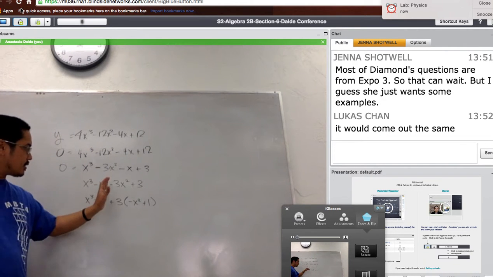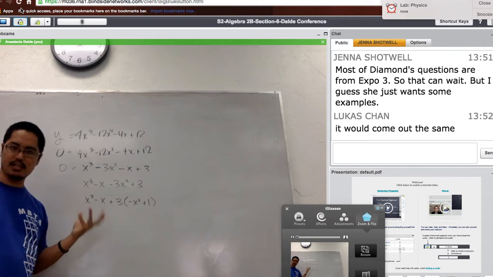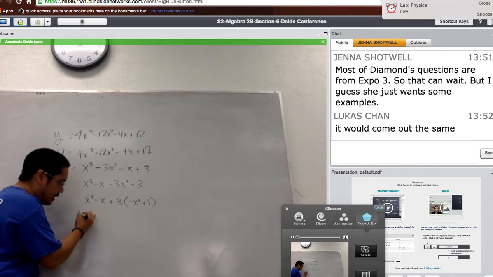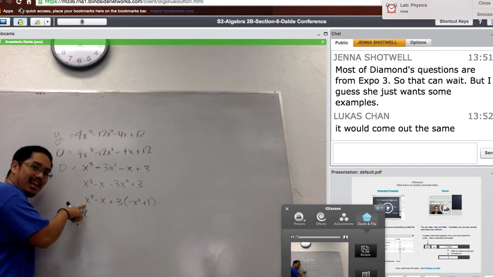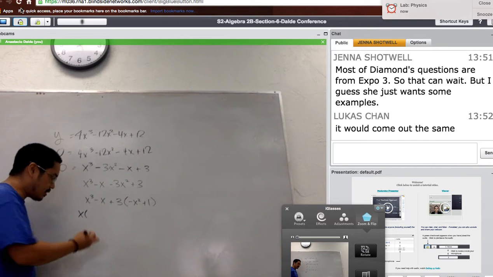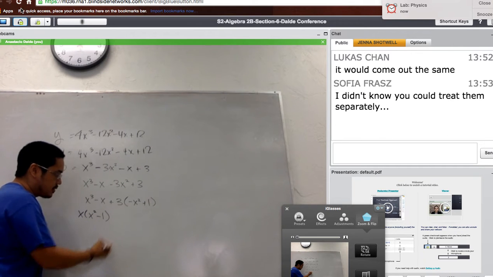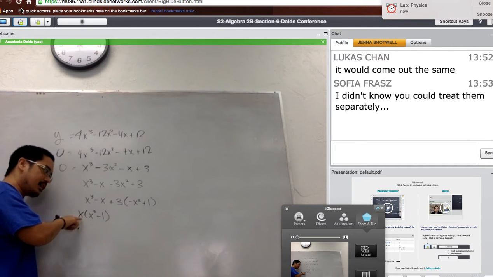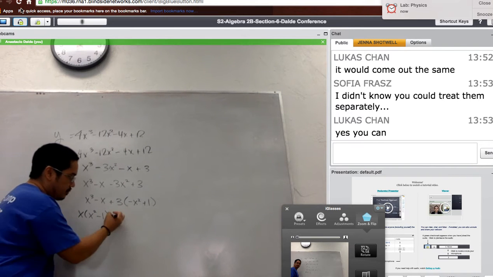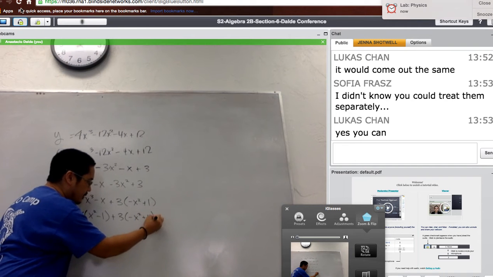I like what Cameron's doing. He's saying, let's look at these as two separate things, even though they're not technically separate. I could pull an x out of that. This would be x times, if I pulled an x out of x cubed, what am I left with? x squared, because there's 2 left over. x squared minus 1, because if I put this x back in, it would give me exactly what I have above. Plus 3 times negative x squared plus 1.